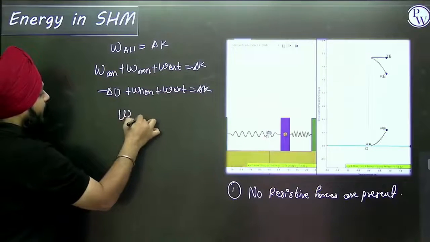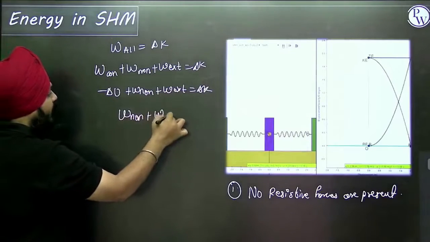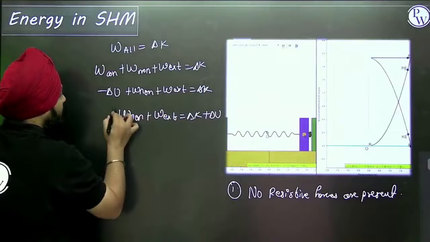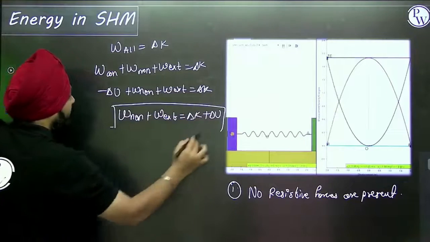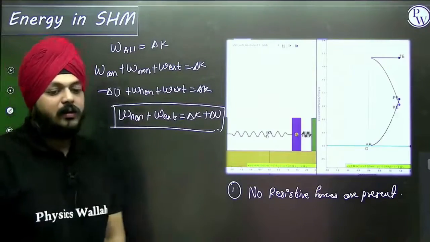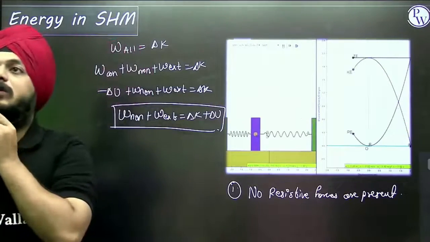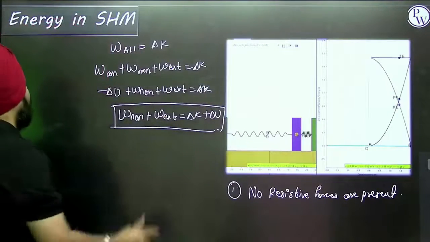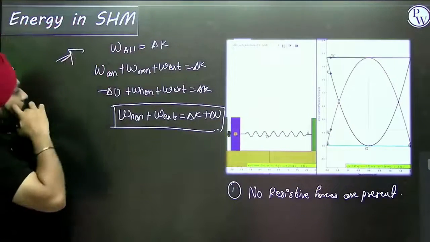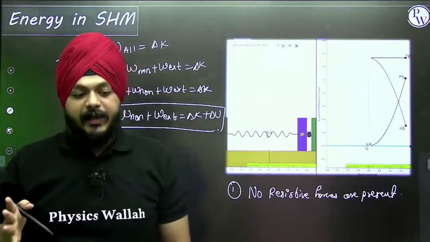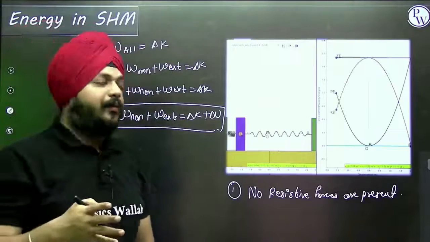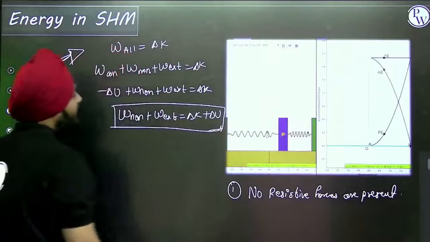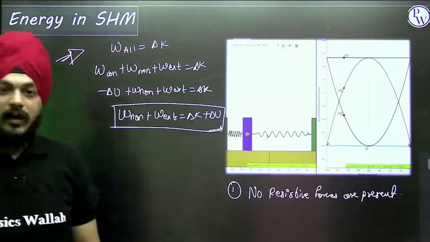So it means here work done by non-conservative plus work done by external is equal to delta K plus delta U, right? Delta K plus delta U. Okay, so work done by non-conservative plus work done by conservative, right? That is equal to delta K plus delta U, right? Delta K plus delta U.